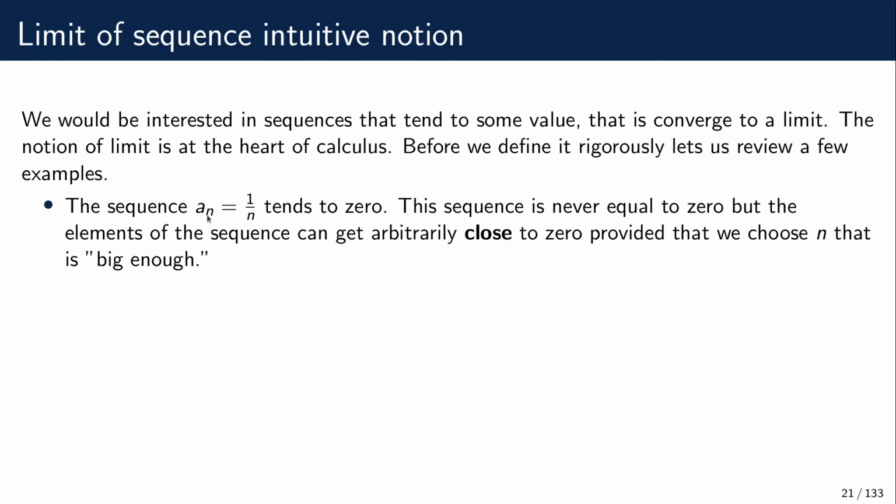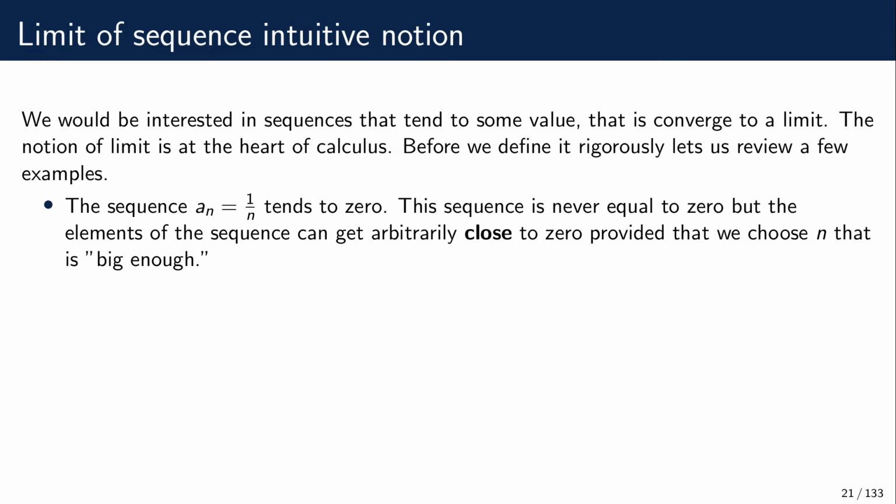And so we can make those elements of the sequence to be as close to 0 as we please in terms of value. So for example, if we take n to be 1000, then starting from n equals 1000 and on, the distance between all the elements of the sequence and 0 will be less than 1 thousandth. And if we take n to be 1 million, then starting from 1 million and on, the distance of all the elements in the sequence from 0 from that point on will be less than 1 millionth.